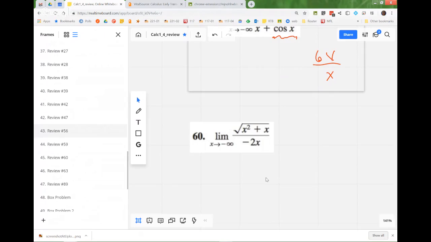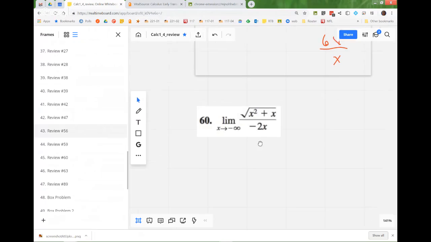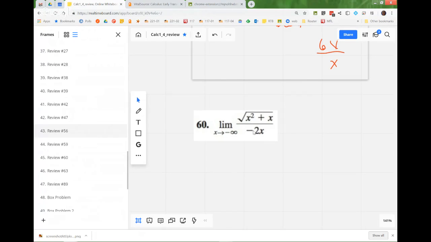Now, hang on. What about when x approaches negative infinity? Well, on the top, what's going to happen? On the top, negative infinity squared is positive. Positive square root, that's positive. And then on the bottom, x approaches negative infinity. Negative times the negative is a positive.